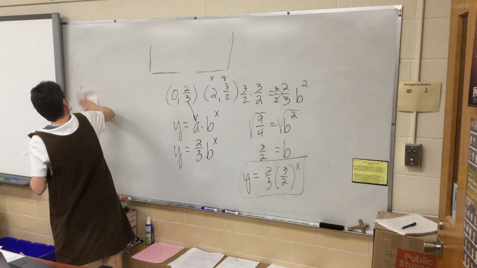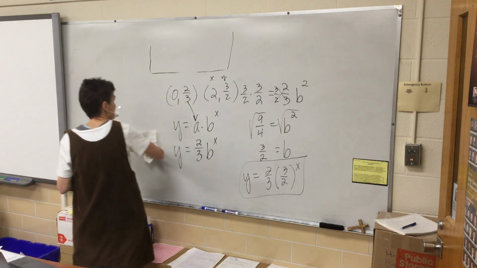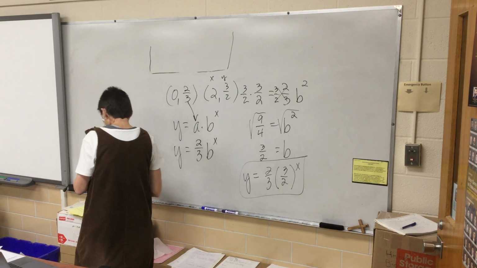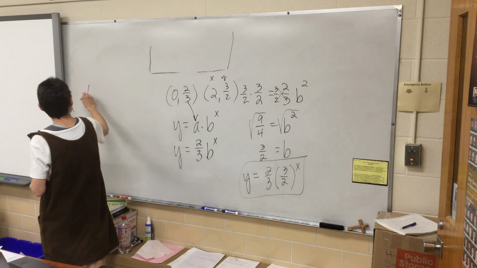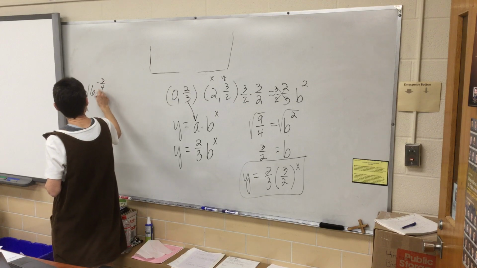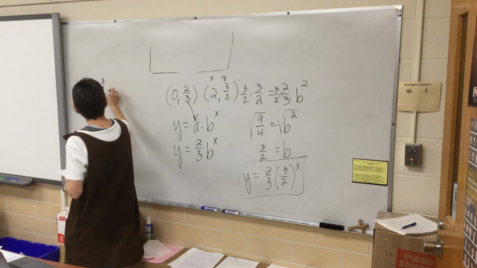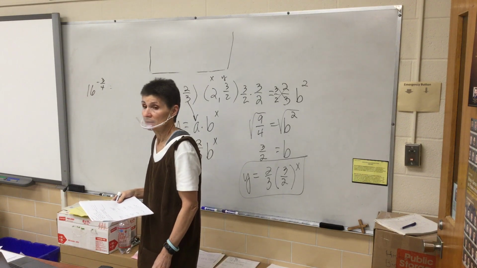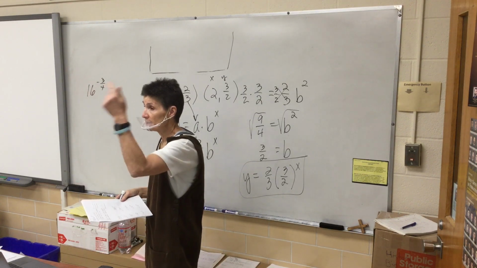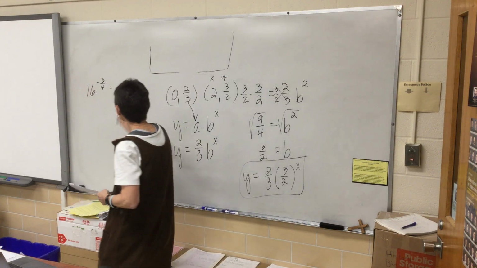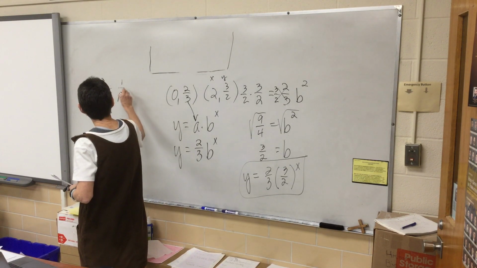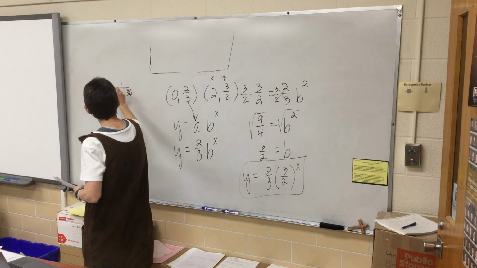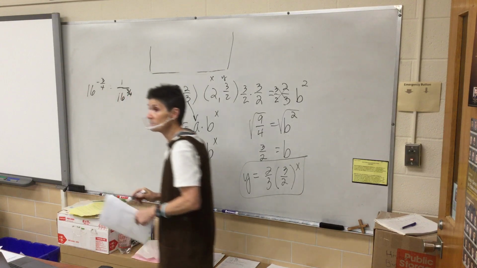All right, now we got a whole bunch of problems that we're going to do without our calculator. So 16 to the negative 3/4. First thing you notice is a negative, which means 1 over, flip it, so it's going to be 1 over 16, and then the exponent becomes positive.